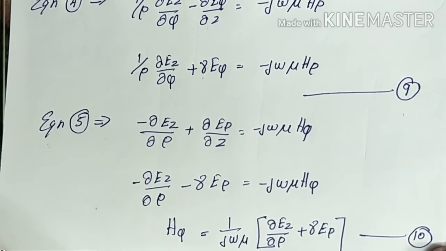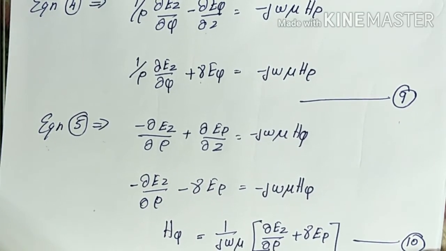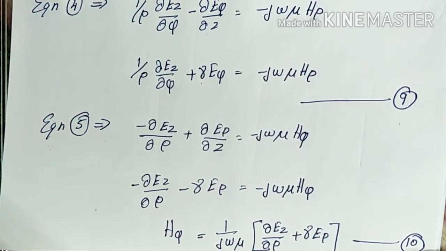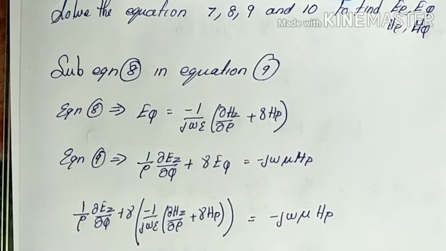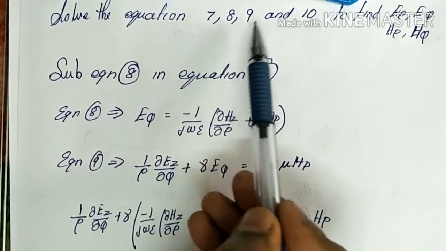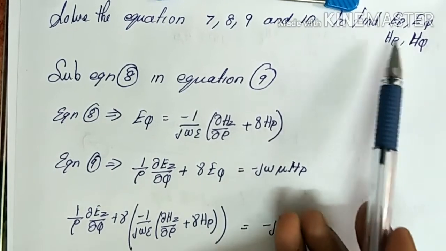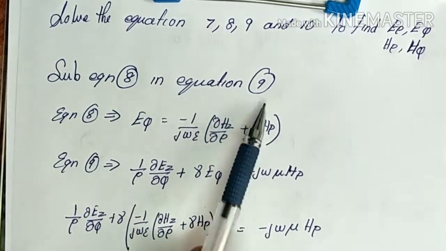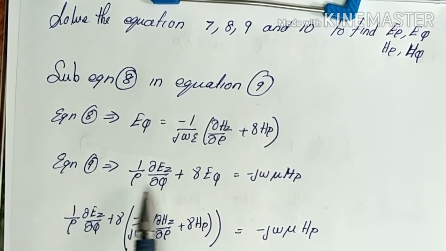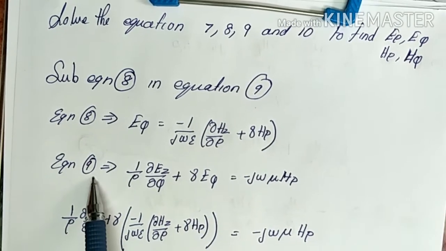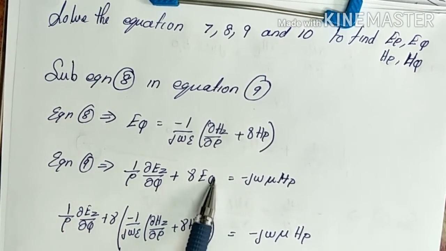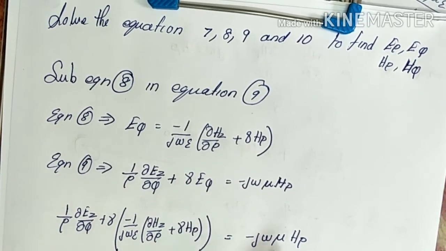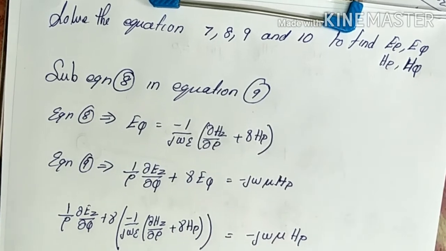Now solve equations 7, 8, 9, 10 and find the values of e rho, e5, h rho, h5. So first we will take equations 8 and 9. So this is our equation 8 and this is our equation 9. If you see equations 8 and 9, we have the term e5 here. Substitute this e5 in this place and simplify, you will get the value of h rho.